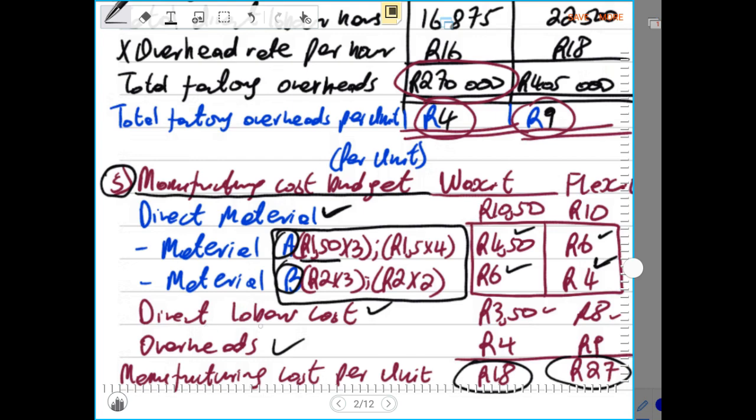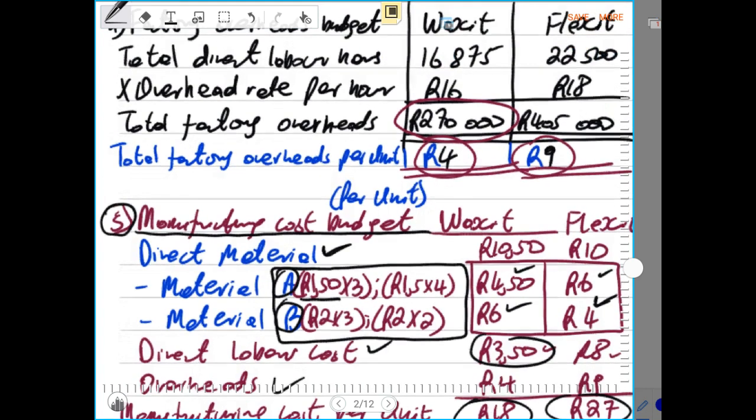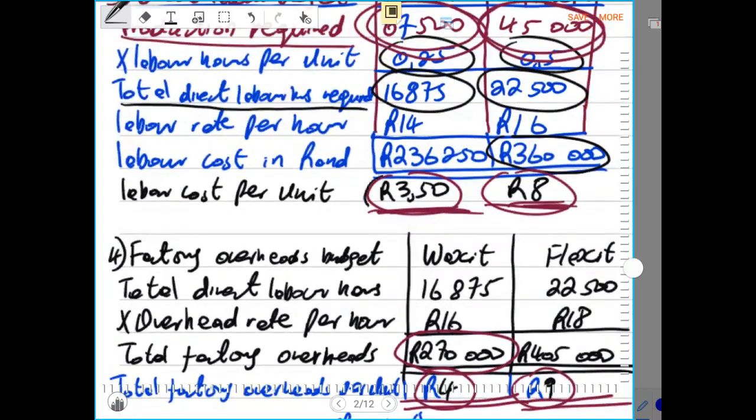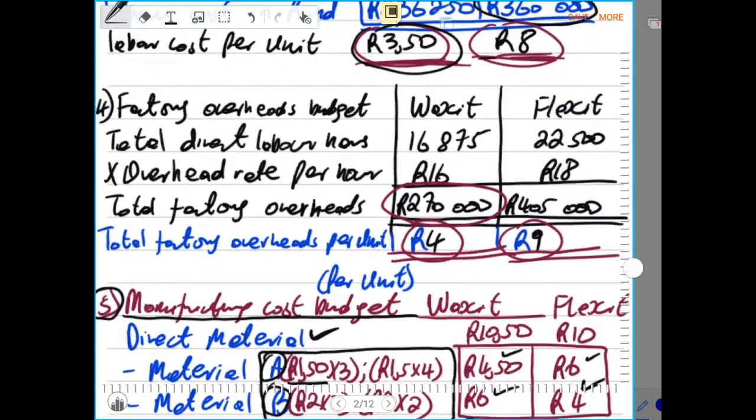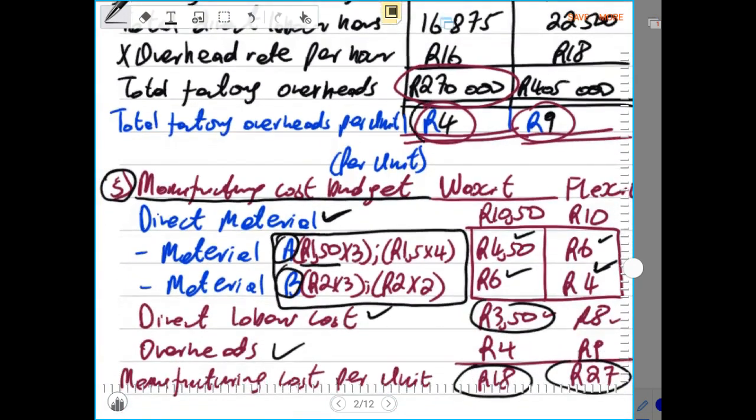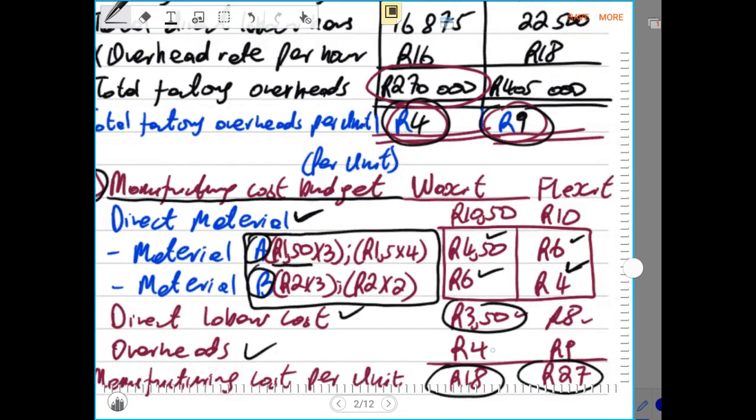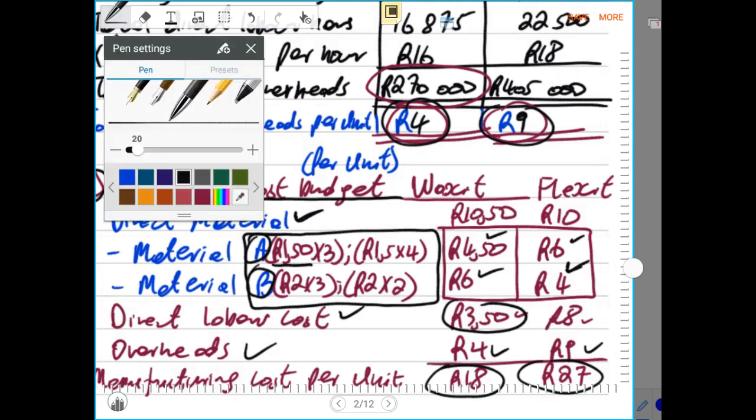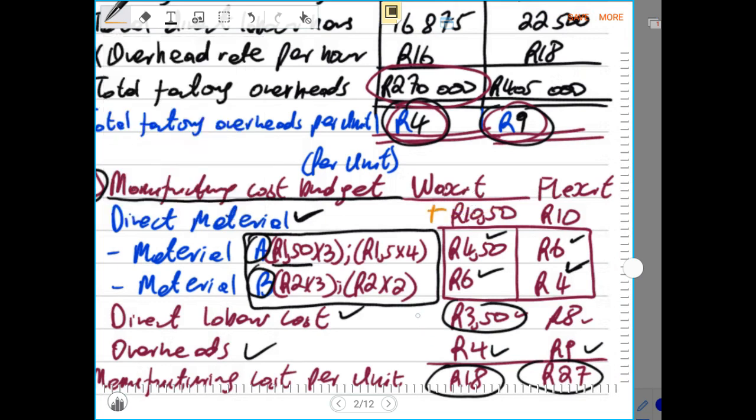We know that our direct labor cost was 3 Rand 50 cents and 8 Rand, which come from what we calculated previously. Then our overhead was 4 Rand and 9 Rand. That's where they come from. The total of 10 Rand plus 3 Rand 50 cents plus 4 Rand will give us 18 Rand, and 10 Rand plus 8 Rand plus 9 Rand will give us the total of 27 Rand.